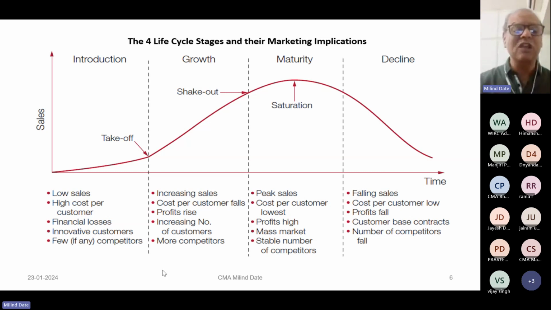Maturity or saturation stage: the sales will be at the peak now, and the costs will be at their lowest point. So probably the profitability and the cash flows could be very high, and the market as such will be flooded with these products. But the growth will decline. Profits will be there, but the growth will be slowed down.